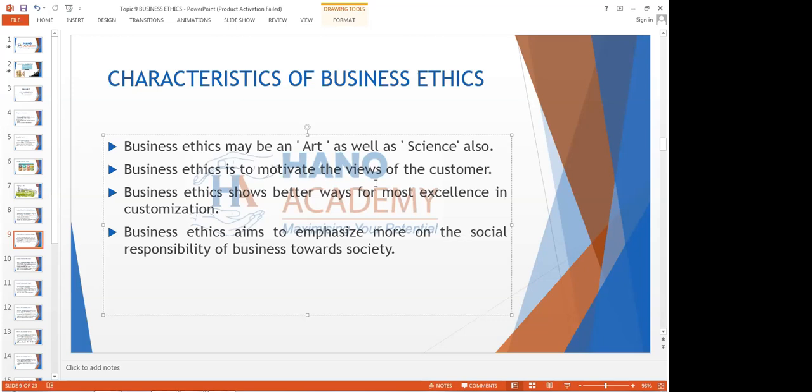Business ethics shows better ways for most excellence in customization. It demonstrates an aspect of excellence in an organization. It also aims to emphasize more on the social responsibility of business towards society. So the social responsibility of business towards society is also emphasized.